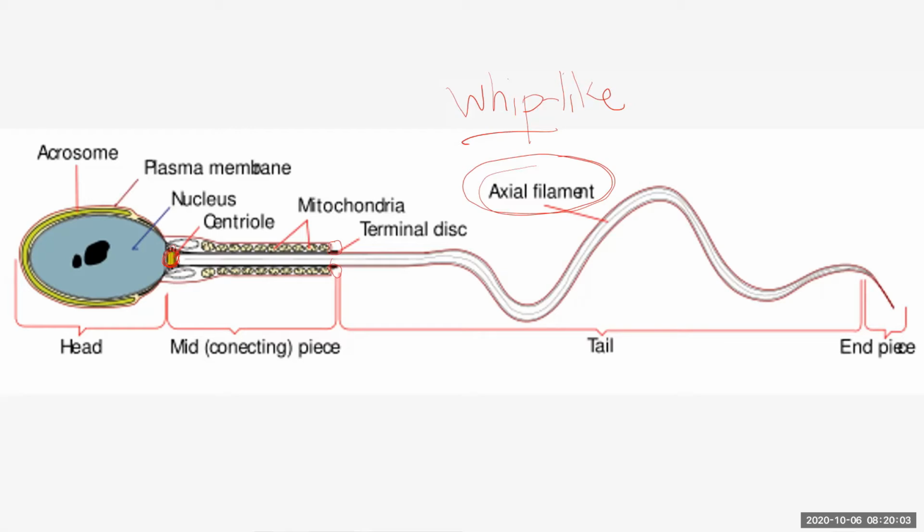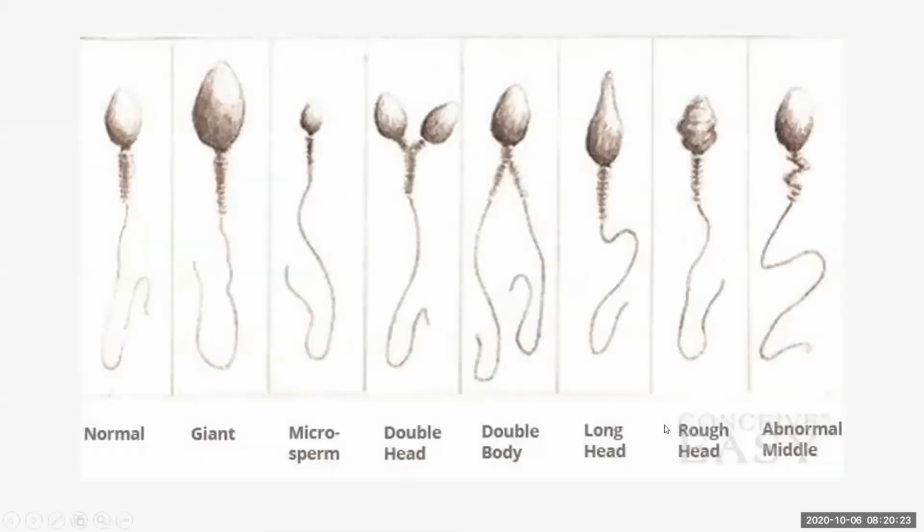And out of those millions of sperm cells, there might be a possibility that some of those sperm cells have problems in their shape or in their structures. So, what are those problems that we can possibly see in sperm? These are the abnormalities of the sperm, particularly in their shape and structure. So, we have normal. This is the normal shape.